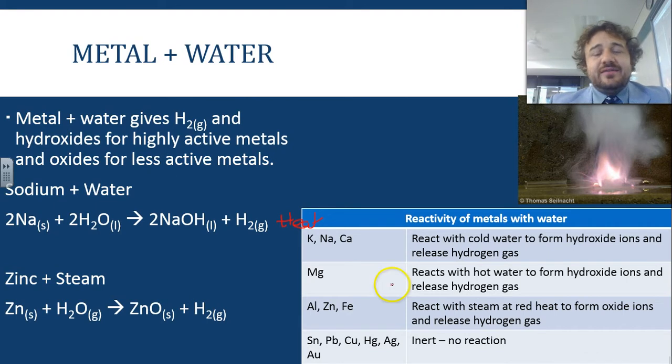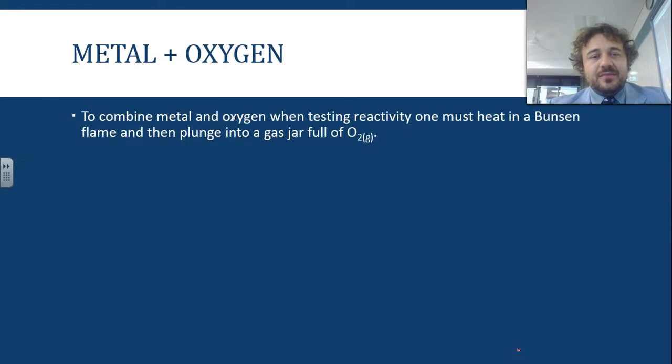So here's our reactivity of metals. We've got sodium and these guys, they react with cold water. Magnesium needs to react with hot water, but aluminium, zinc, and iron, they react with steam when they are red hot, so there's a lot of energy already in there. And we come down here to the bottom, and these guys, they're inert. They don't react, and they're some of your noble metals.